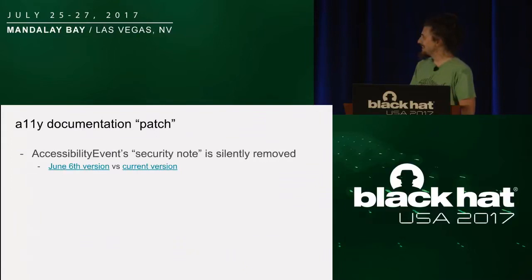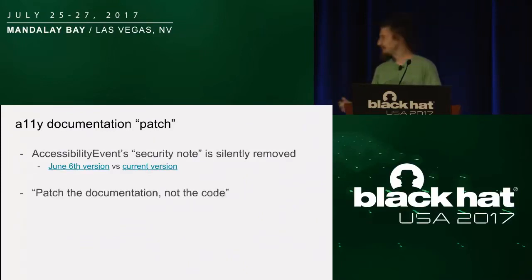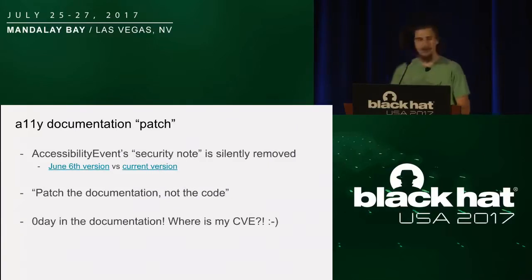So what I checked is that on June 6th, the security note was still there. I got the link from the Internet Time Machine. And in the current version, the security note actually disappeared. So at least the documentation is consistent with what we found, and I can brag forever with my friends, like I have a line in the documentation, and still no CVE, unfortunately. Probably they're not covered by this.